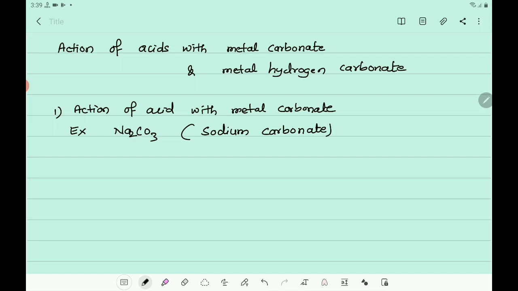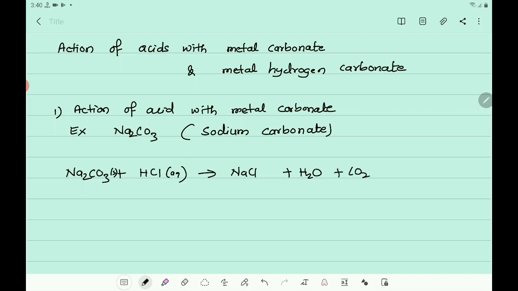So when sodium carbonate reacts with hydrochloric acid, HCl. Here this is solid, this is aqueous solution, it gives 2NaCl. You write NaCl, then let us balance it. NaCl plus H2O plus CO2.